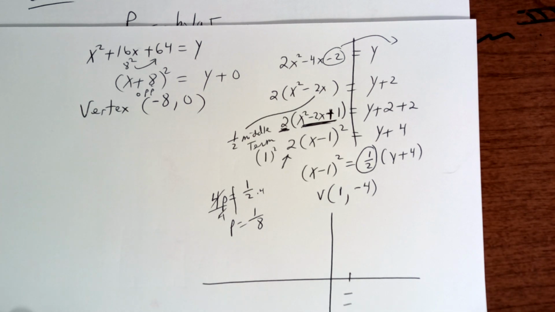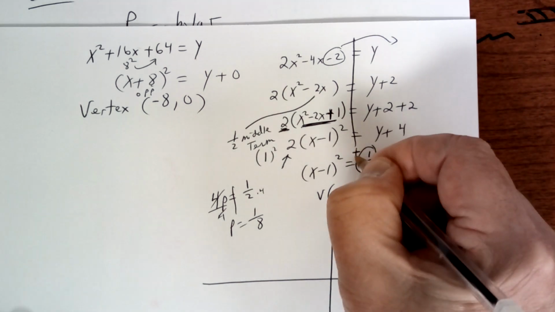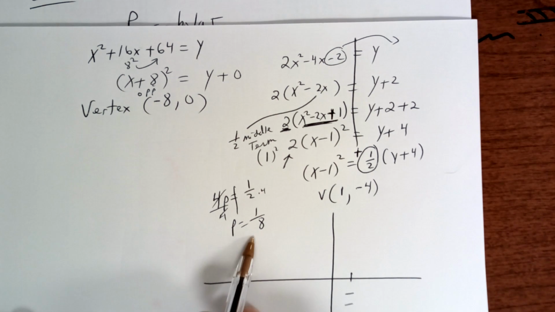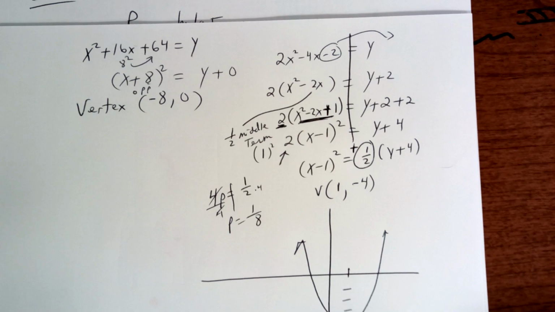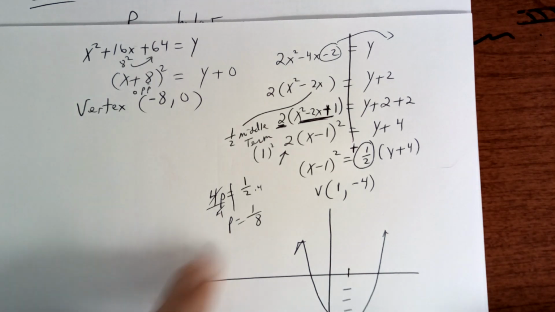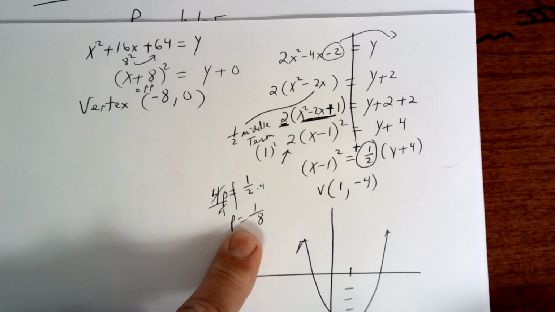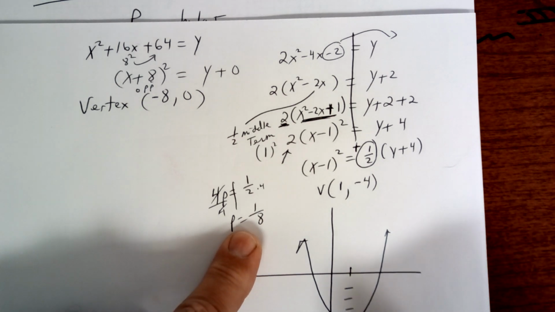This is a positive. Okay, p is a positive, so it's going up. So this thing's going to go up. This parabola. Okay? Now p is 1/8. So the focus is going to be here. It's going to be 1/8 the distance right here. And the directrix is going to be here, and that's going to be 1/8 under it. And it should look like that.